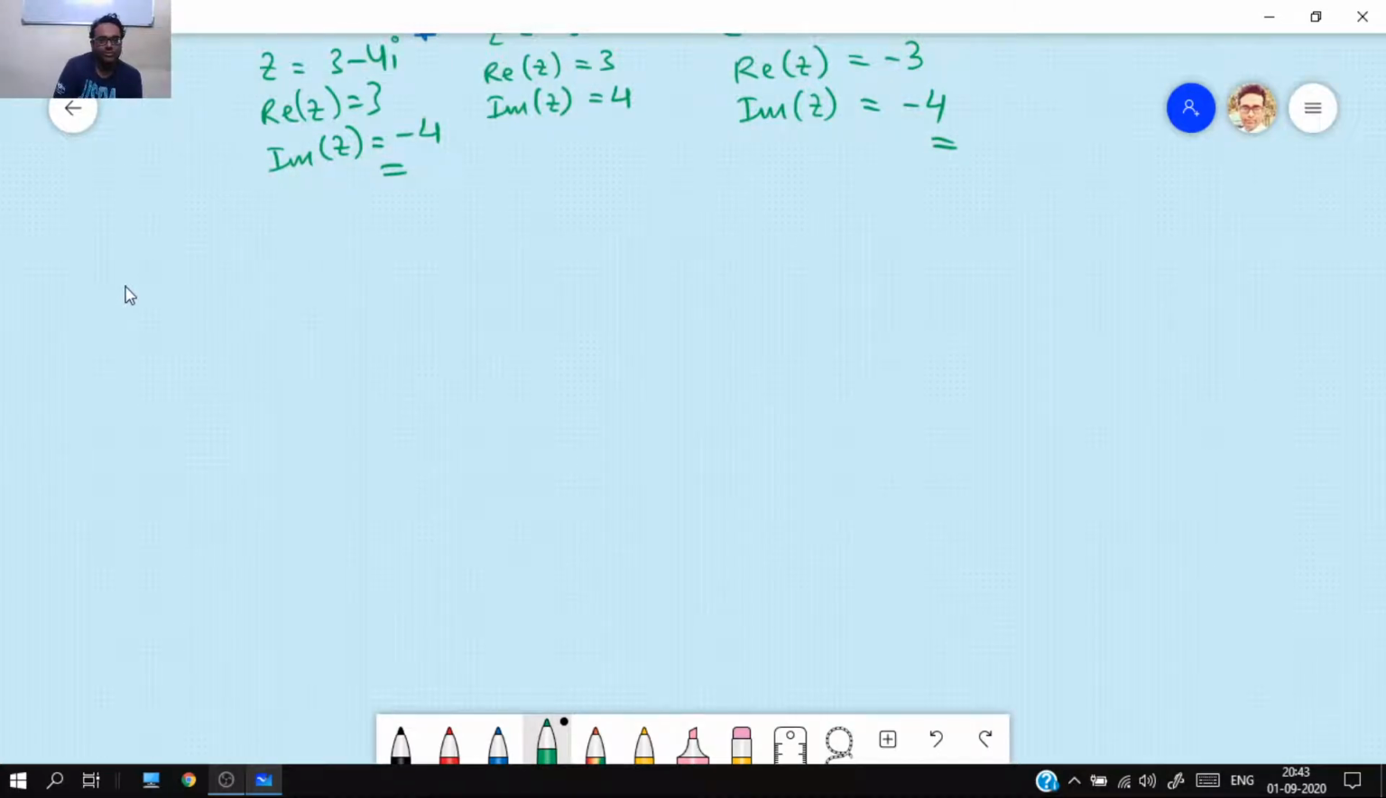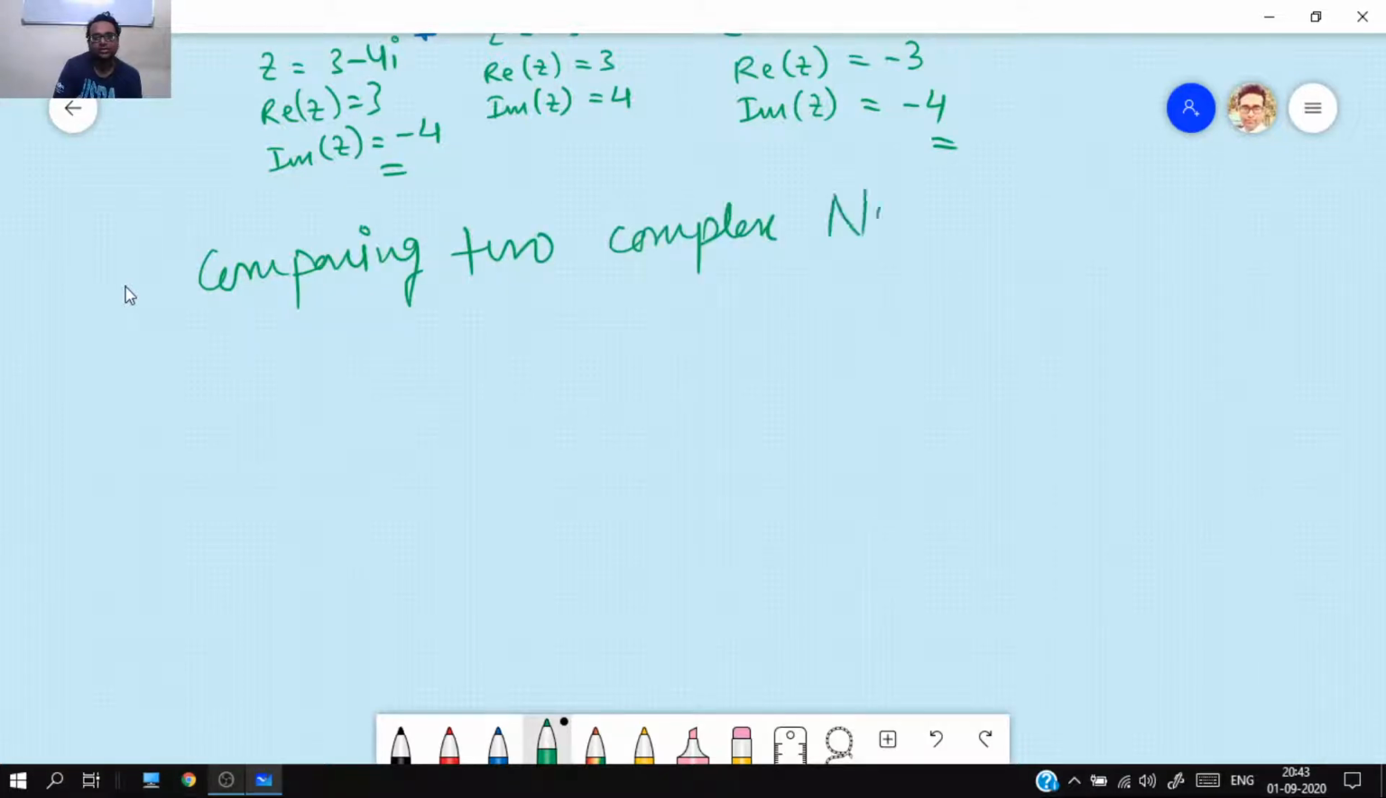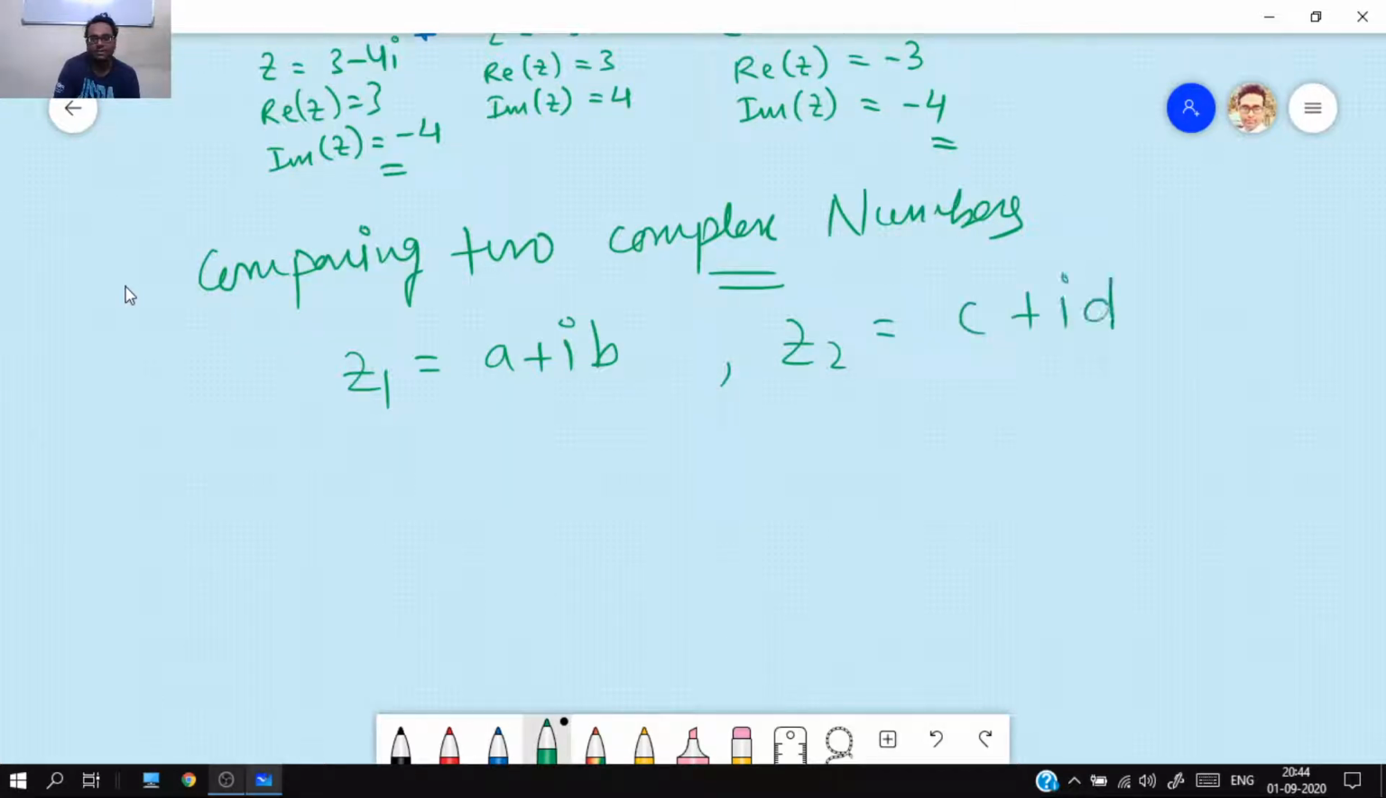Our next topic is comparing two complex numbers. Suppose we have a complex number z1 that is equal to a plus ib, and we have another complex number z2 that is equal to c plus id. And it is given that z1 is equal to z2.